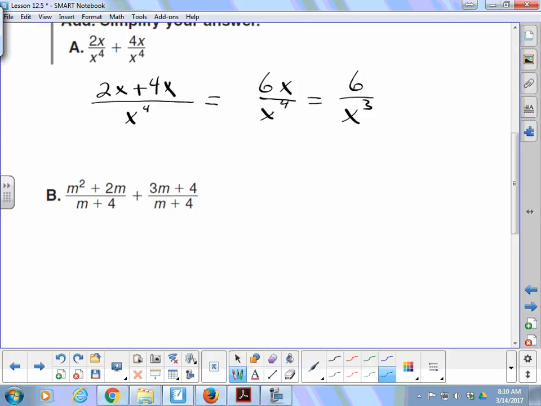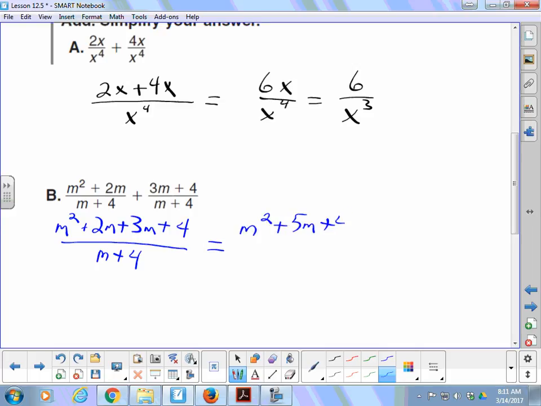Letter B. Same procedure. Since we have a common denominator, both of them have m plus 4, I can write everything over that denominator first. That makes it easier for you. Then we add the like terms in the numerator. So we get m squared plus 5m plus 4.